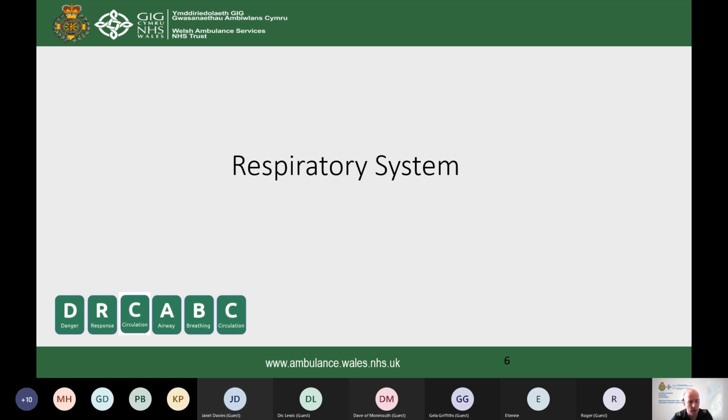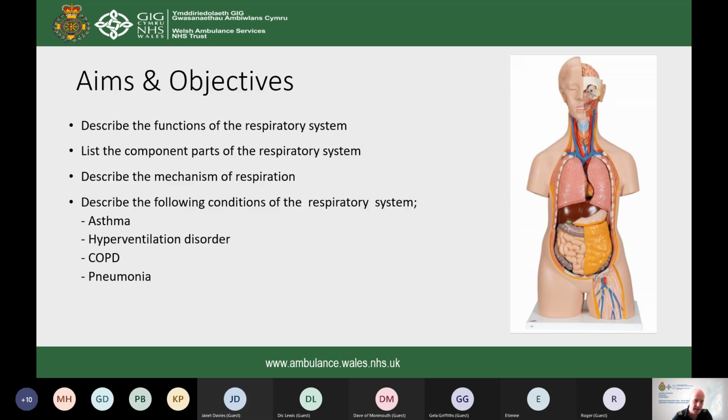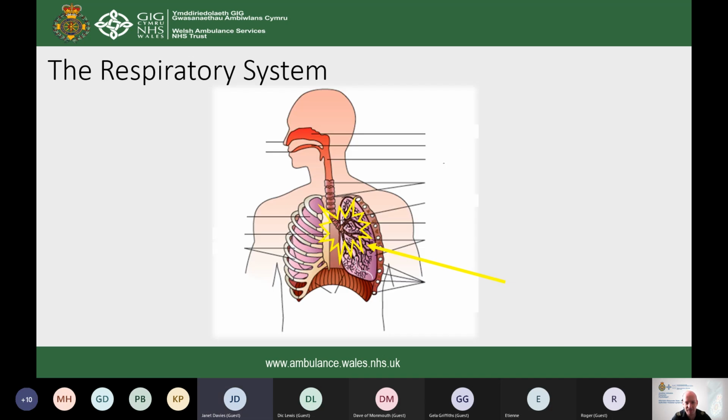Awesome. So, respiratory system today then. Aims and objectives of the session. We're going to go over the functions of the respiratory system, the key parts, the mechanism of respiration and breathing, and then we're going to talk about some key conditions that fall within the respiratory system. It is a recap for you, so there's no new knowledge here. So first off then, a nice recap for everyone.